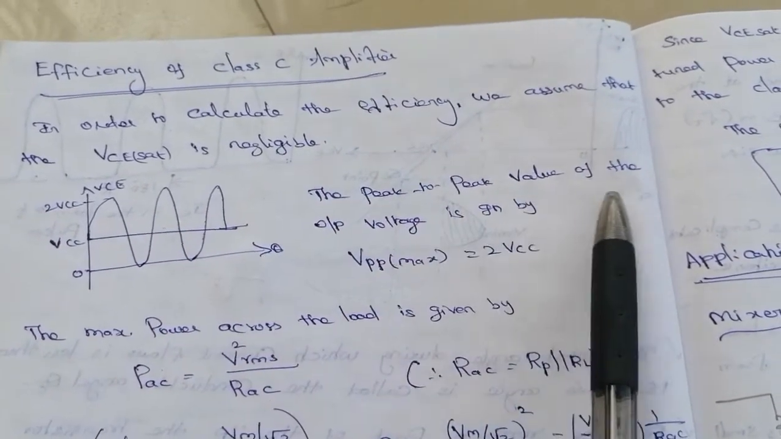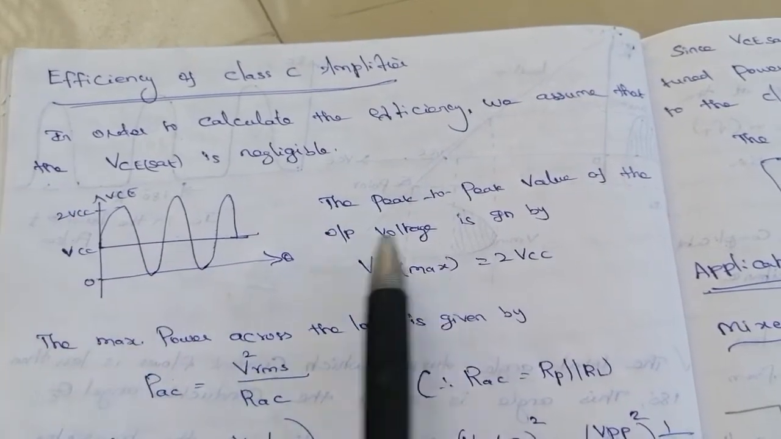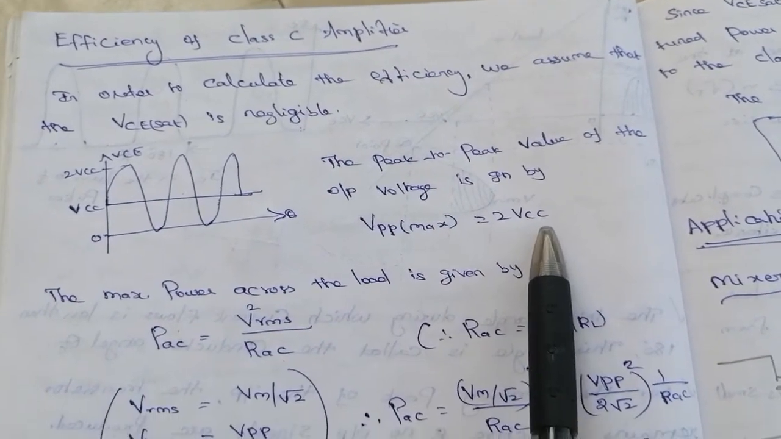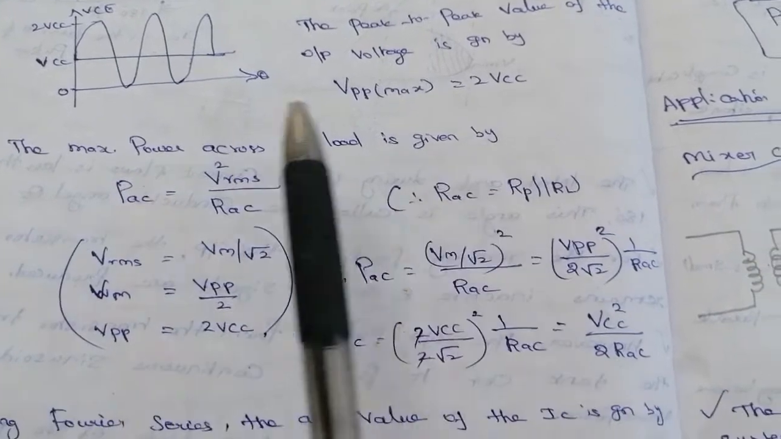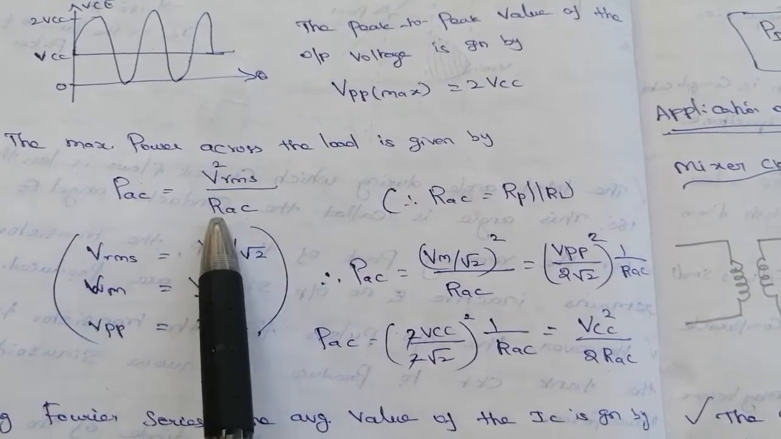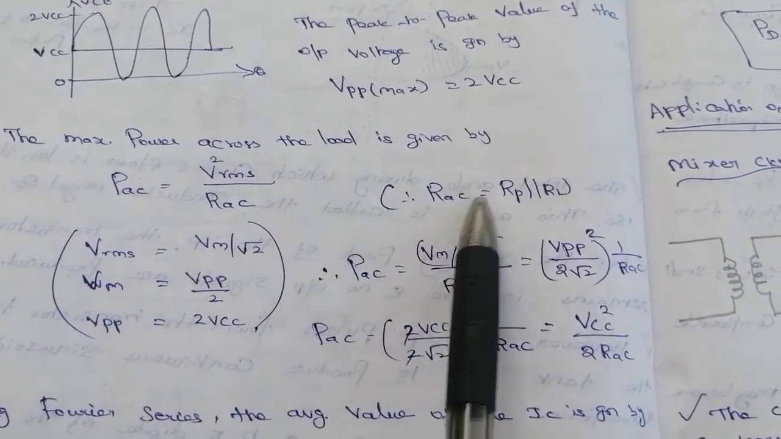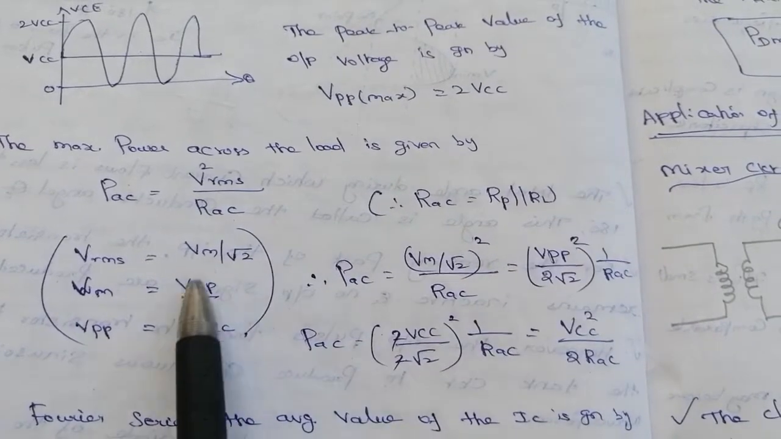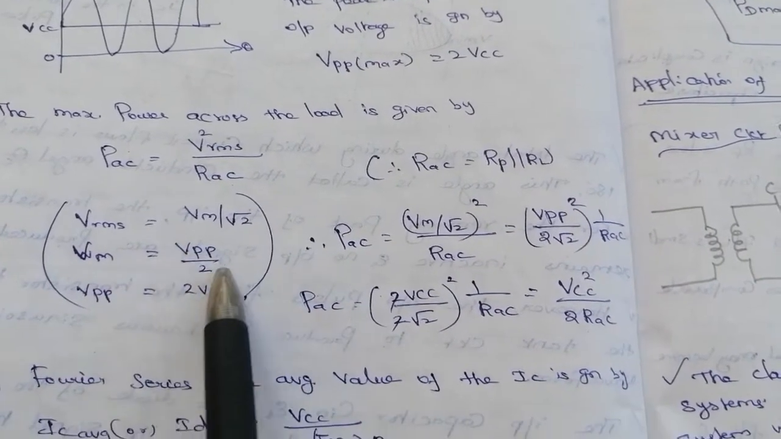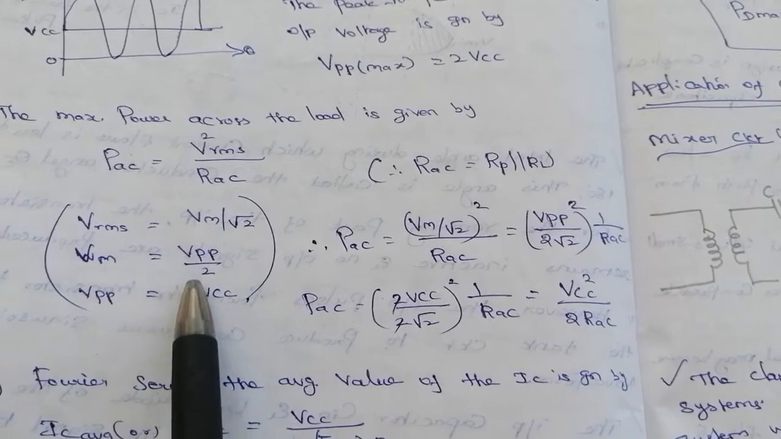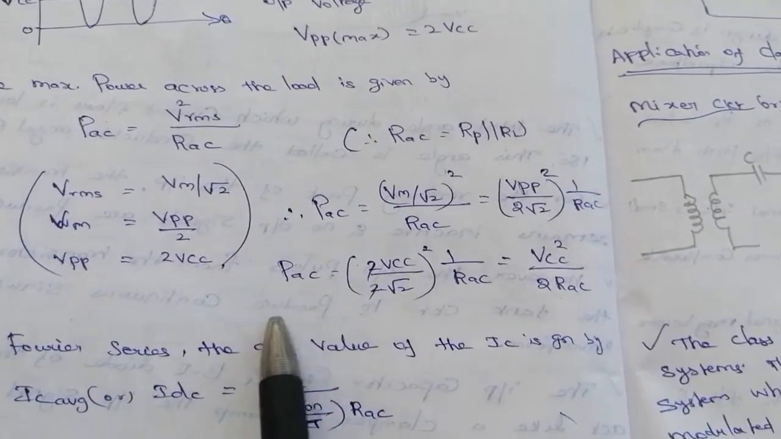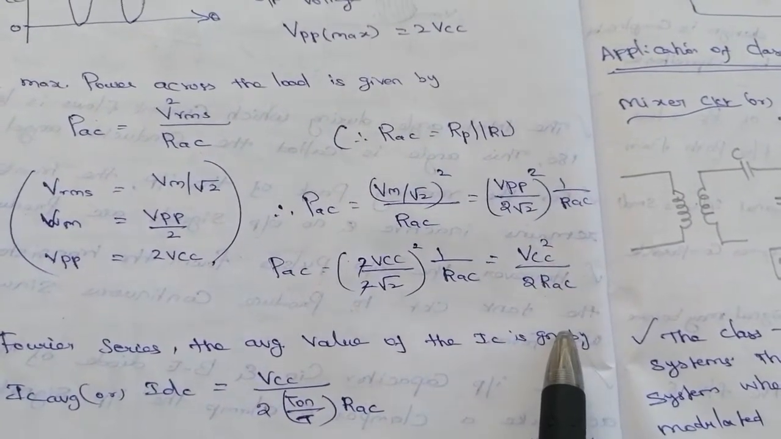The peak to peak value of the output voltage is given by Vp maximum equal to 2 VCC. The maximum power across the load line is given by PAC equal to VRMS squared by RAC, where RAC is nothing but RP parallel RL. So already we know some assumption values. Substituting the values, finally we get PAC equal to VCC squared by 2 RAC.